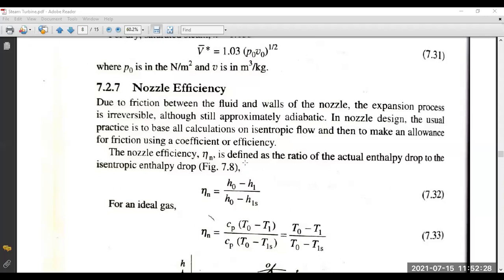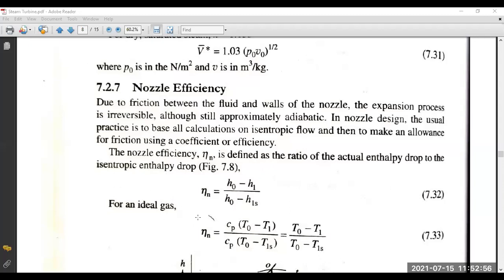Another coefficient which is frequently used is the ratio of the actual mass flow through the nozzle, omega, to the mass flow which would pass if the flow were isentropic, that is omega s. This is called the coefficient of discharge, which is given as omega by omega s. That is, the actual amount of fluid flowing divided by the mass flow when the fluid flow is isentropic.